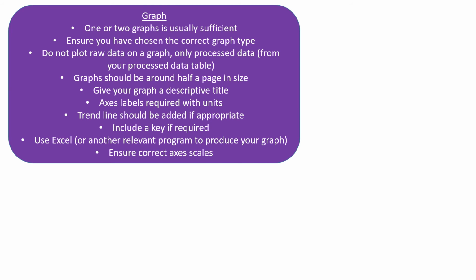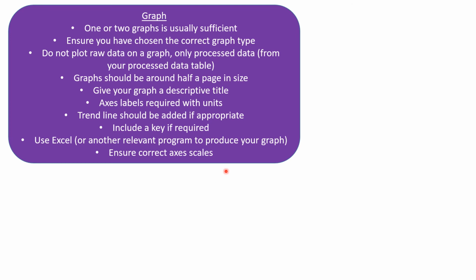Graphs. So usually 1 or 2 graphs is sufficient. Sometimes you get IAs that have like 15 graphs. I don't want 15 graphs. Just 1 or 2 graphs. Make sure that you choose the correct graph type and make sure that your graph is only process data. Do not plot raw data on a graph. That's of no use to anyone. We're looking for trends in order to draw conclusions in this IA. So you need to make sure that it's process data on your graph or graphs.